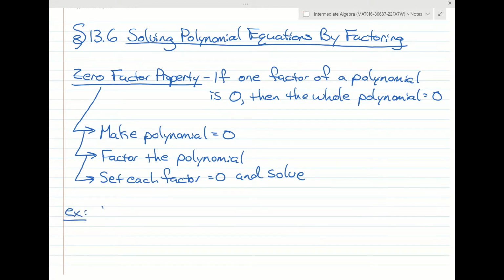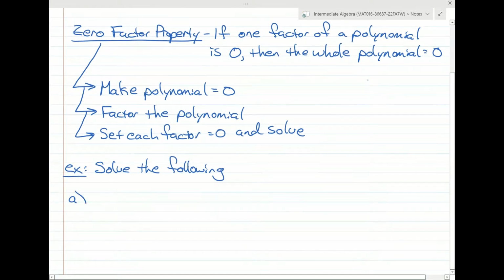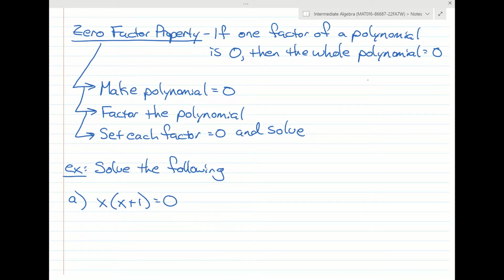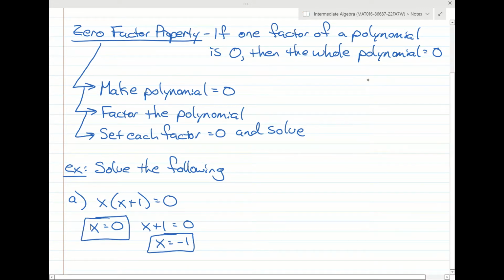We'll start with just solving the following. Let's say we have x times x plus 1 is equal to 0. It's already factored. What factor means is write it as something times something else. Well, that's the way this is written. So it's already equal to 0. What we do next is we set each factor equal to 0 and solve it. So x equals 0, x plus 1 is 0, and that's what we get.